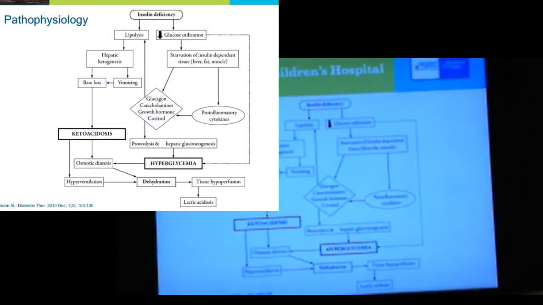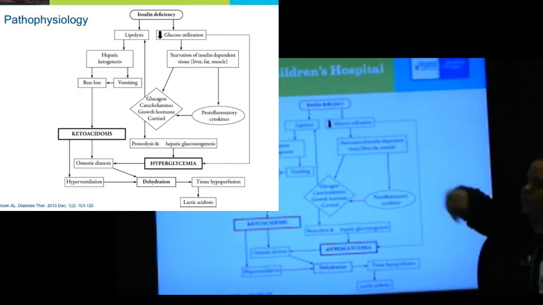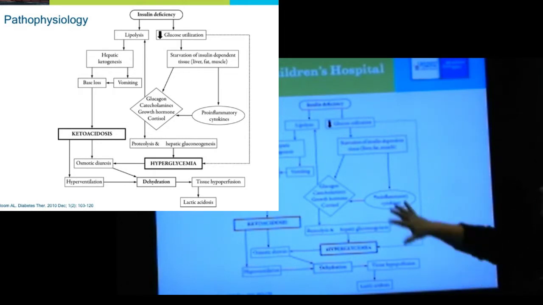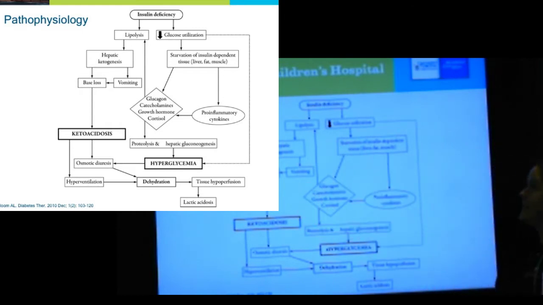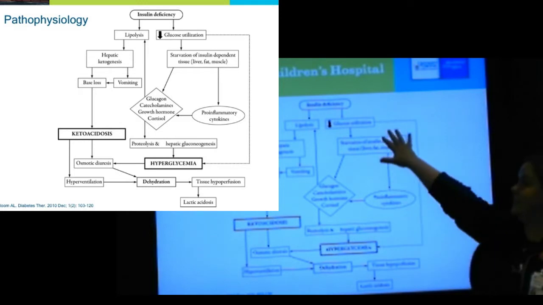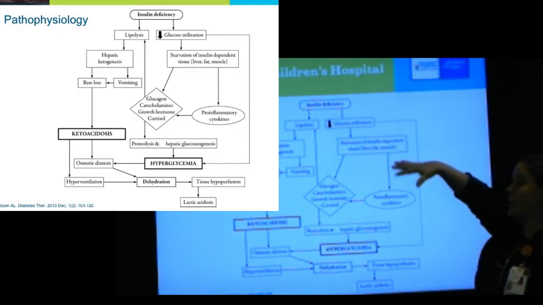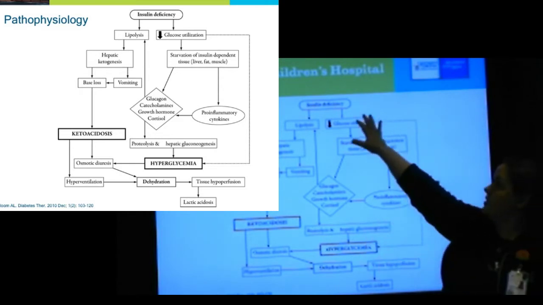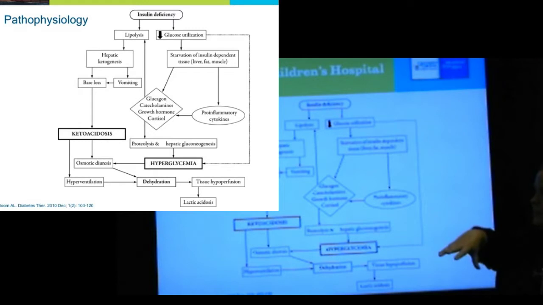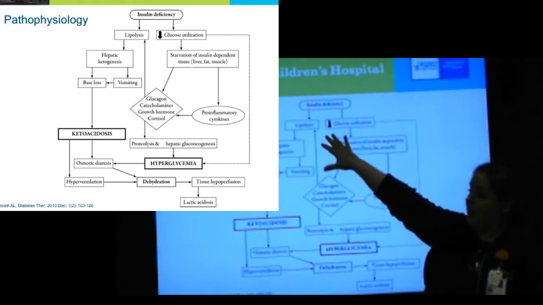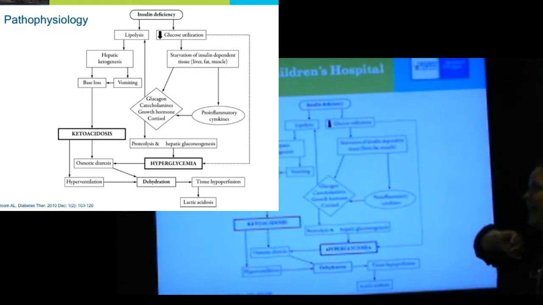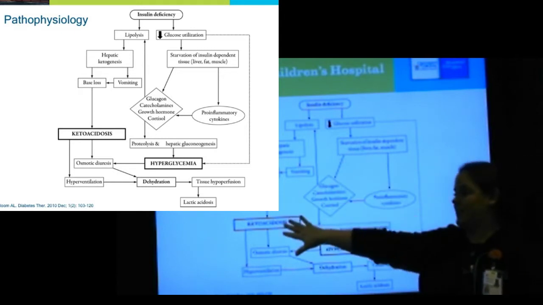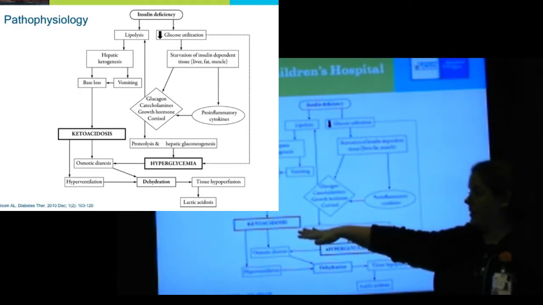So here's a graphical representation of what happens. As I said, we have an absolute or relative insulin deficiency, and we follow two pathways. Those tissues, so the liver, adipose, and muscle, have decreased glucose utilization. So the glucose builds up in the body, and that leads to hyperglycemia. Then on the other side, because we have starvation of those tissues, it leads to lipolysis, so breakdown of fatty acids, which then leads to ketoacidosis because that is a byproduct of lipolysis.